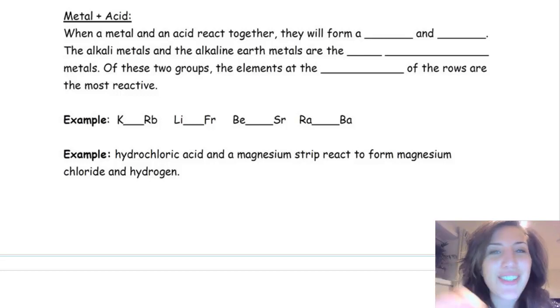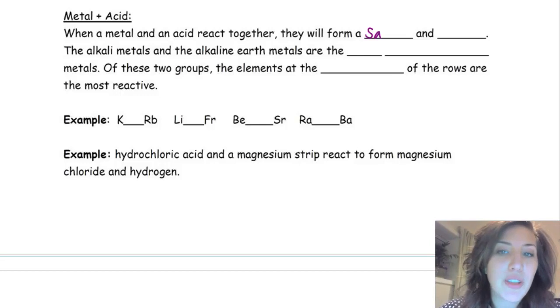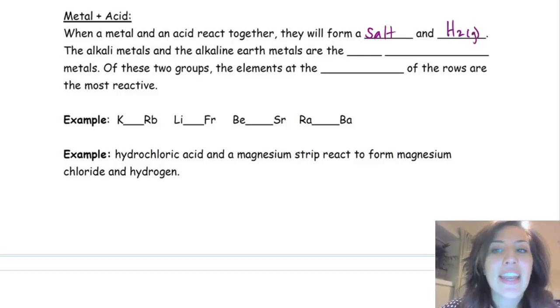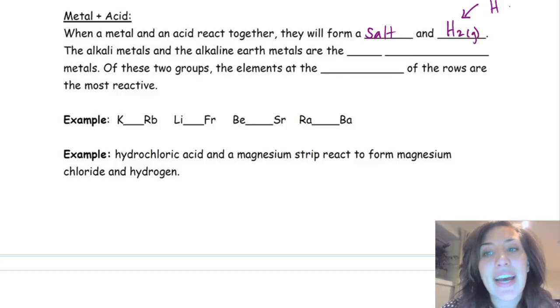Now metals and acids also can come together to form a salt. However, they don't form a salt and water, they form a salt and hydrogen gas. Now remember that to be in the gas form, hydrogen doesn't like to be by itself. So if it's a gas, it'll always be H2. That is just something that we understand in an equation.